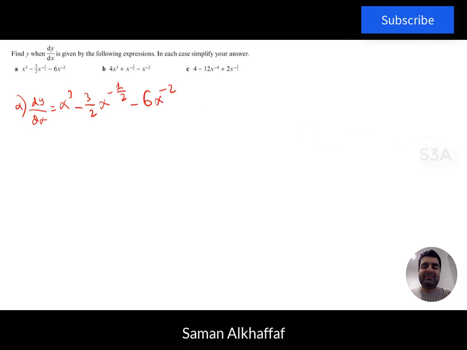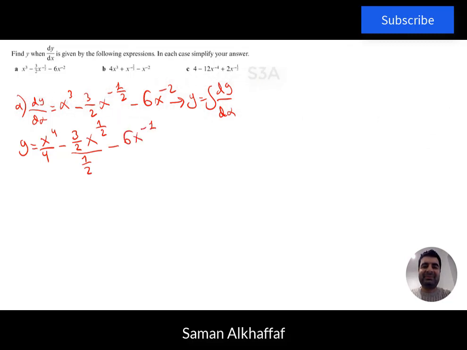So for us to find y, that means we need to integrate dy over dx. So y in this scenario will be x to the power 4 over 4 minus 3 over 2 x to the power of a half divided by a half, and then we would have minus 6x to the power of minus 1 over minus 1, and we have plus c.